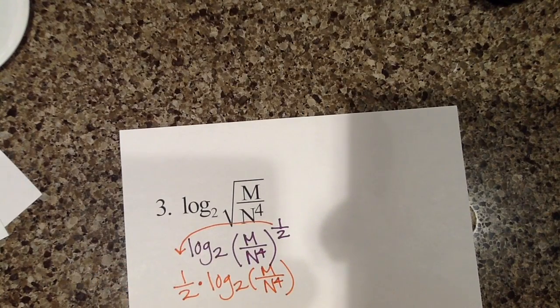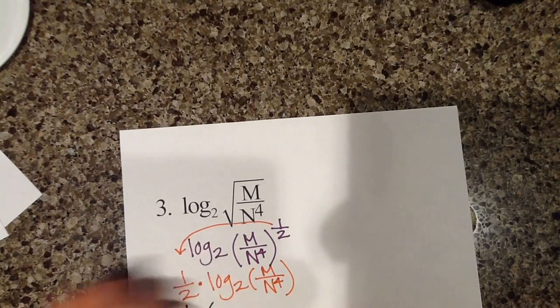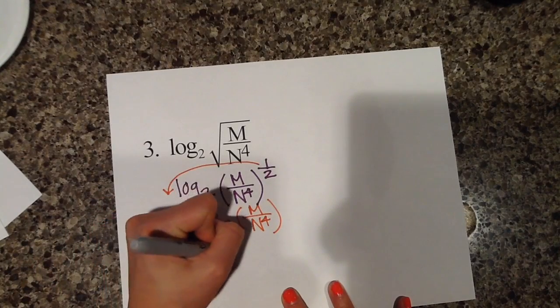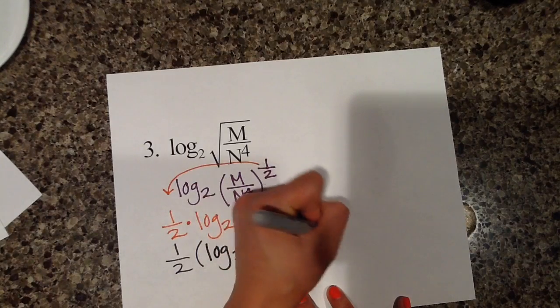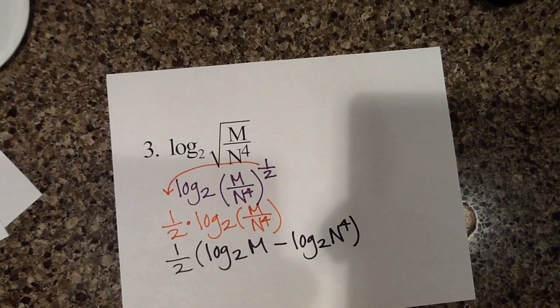And so now I've got to deal with the quotient. When I have a quotient, I'm going to use the difference property. So this is going to be 1/2 multiplied by log base 2 of m minus log base 2 of n to the fourth. We're almost done, not quite done yet though, because now we have this log right here raised to the fourth power. And remember, in the original directions, we wanted just a log base 2 of m and a log base 2 of n.